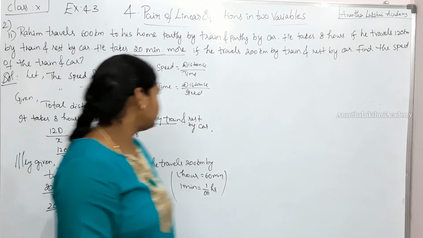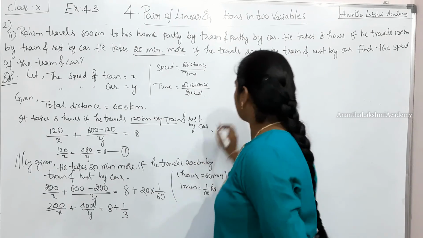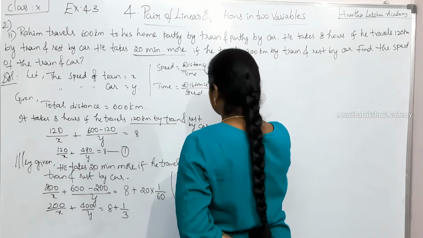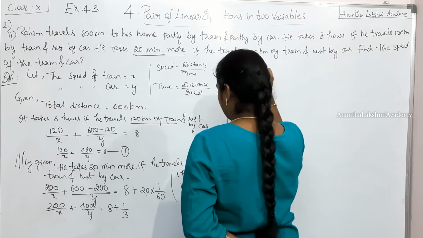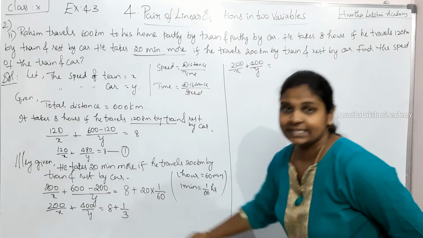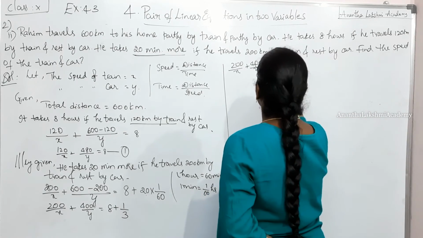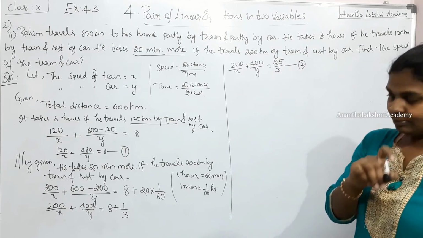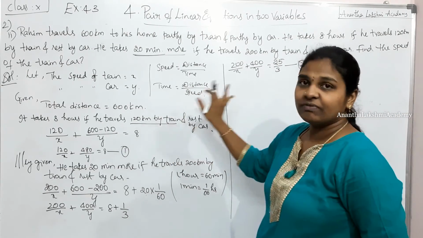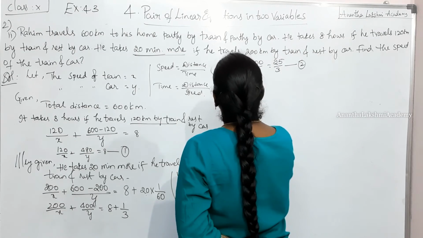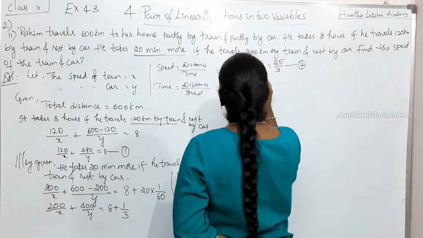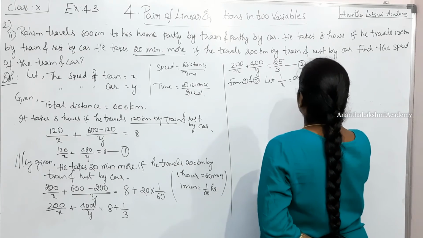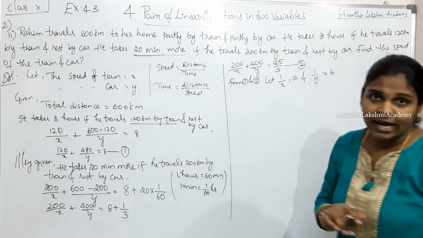Alright. Now let us simplify the second equation further, which is 200 by x plus 400 by y is equal to 3 8s are, LCM if you take 24 plus 1 is 25 by 3. Let me call this equation number 2. Okay, from equation 1 and 2, let 1 by x is equal to a and 1 by y is equal to b. Now what happens?